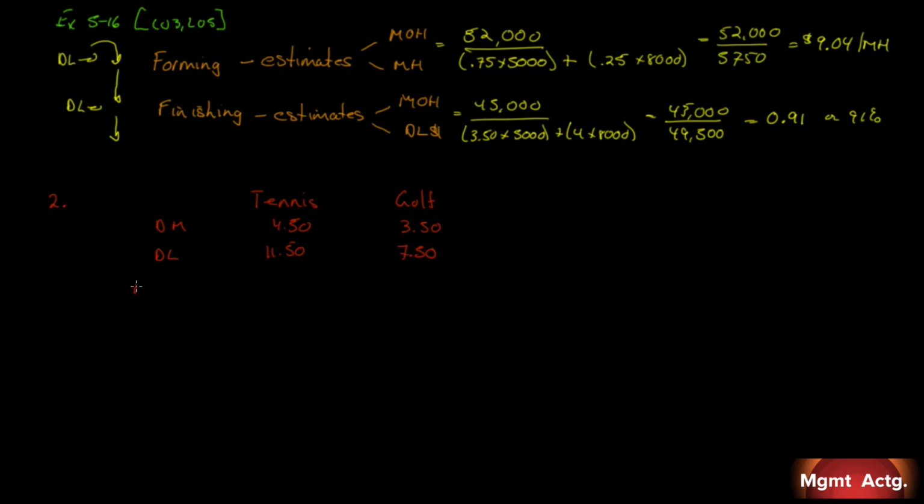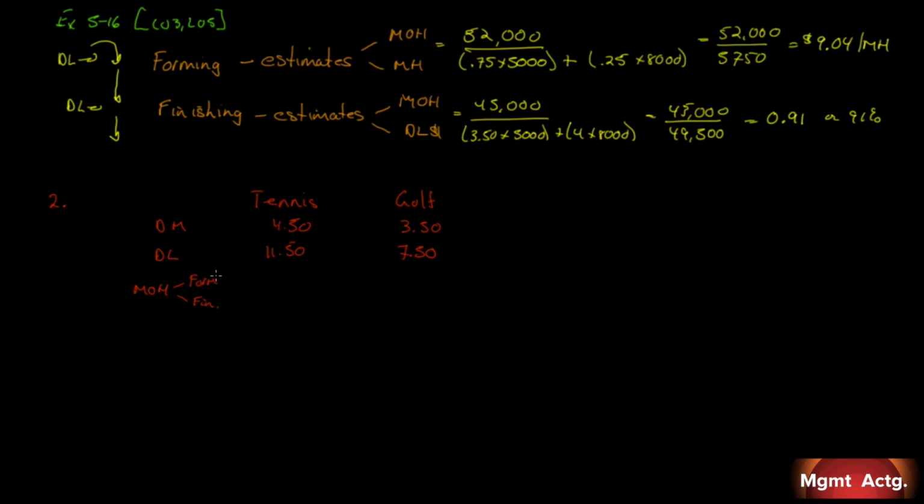Now, let's see what our manufacturing overhead cost is per product. We have to apply forming and finishing because we have two different overhead rates. So how much of this $52,000 applies to tennis, and how much of this 45 applies to golf or tennis? So we have to apportion each of these.